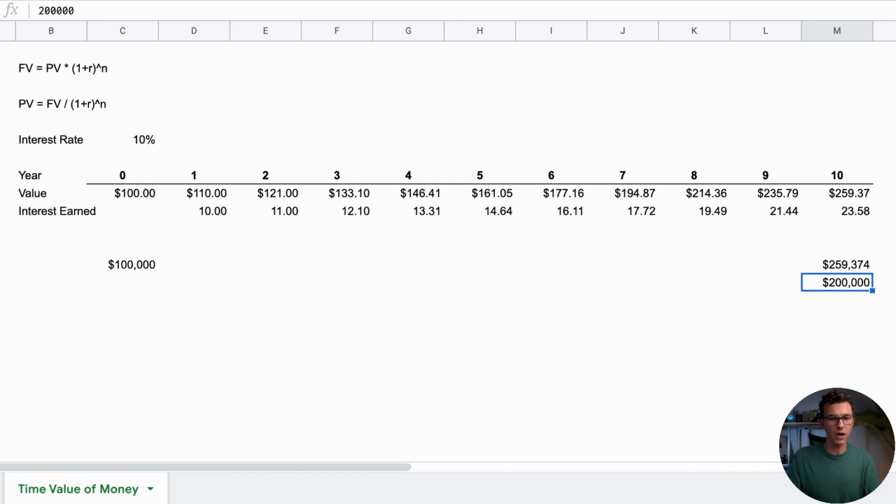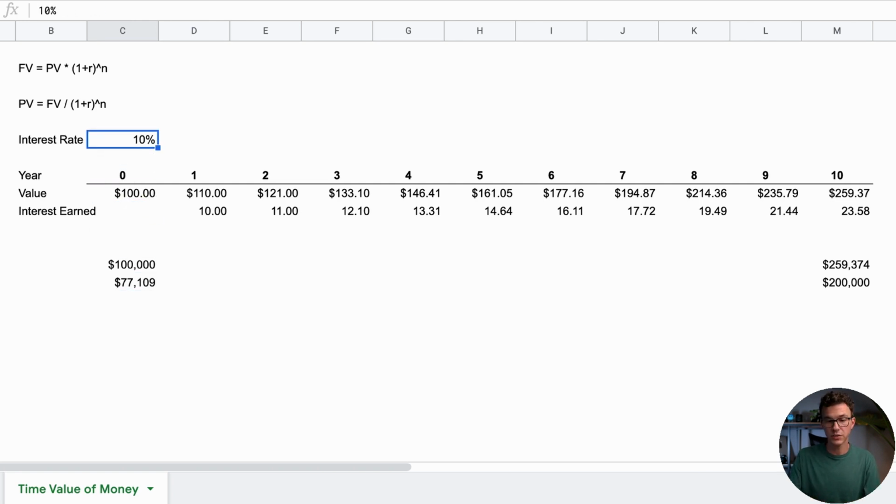To go the other way, we take the other calculation for the present value: the future value divided by 1 plus the interest rate, which is 10%, to the 10th power. And what do we have? $200,000 in 10 years is worth $77,109 today. But this varies a lot depending on what you believe the rate of return or the interest rate is.